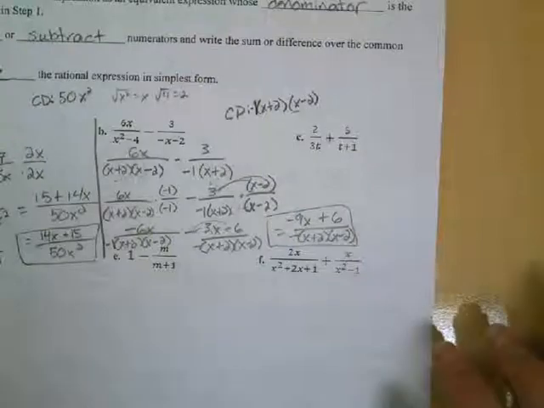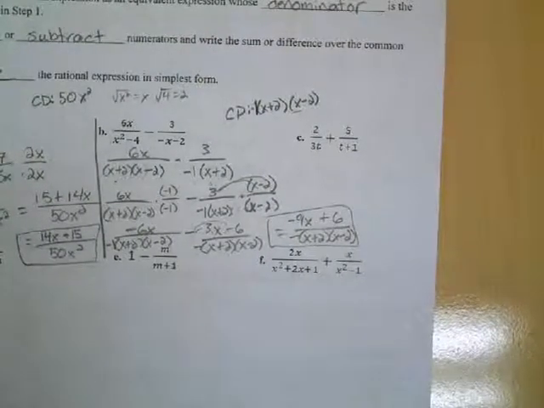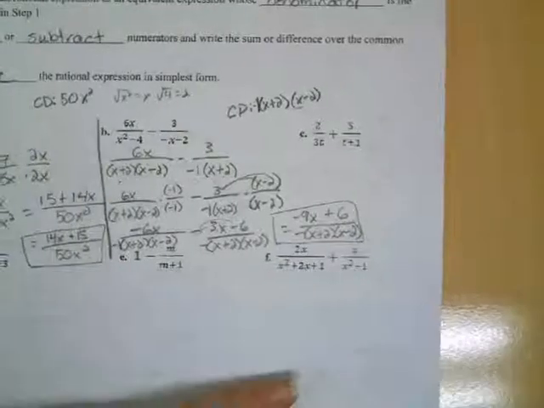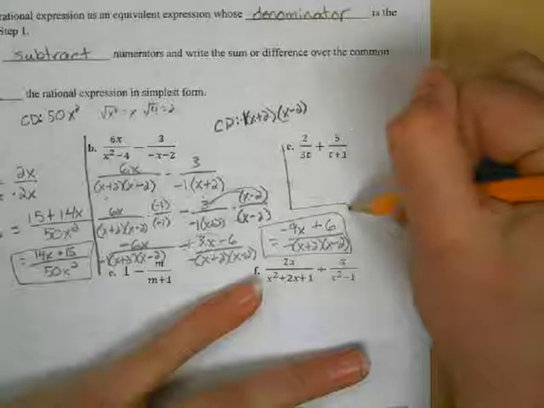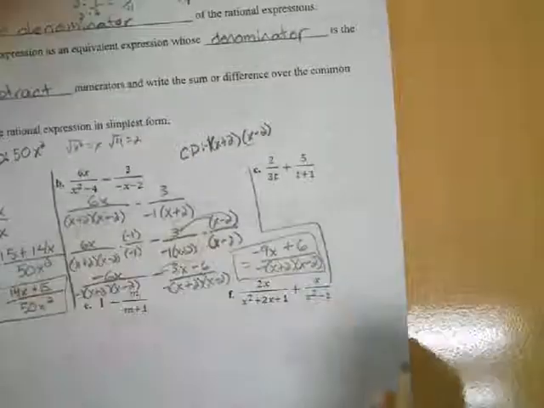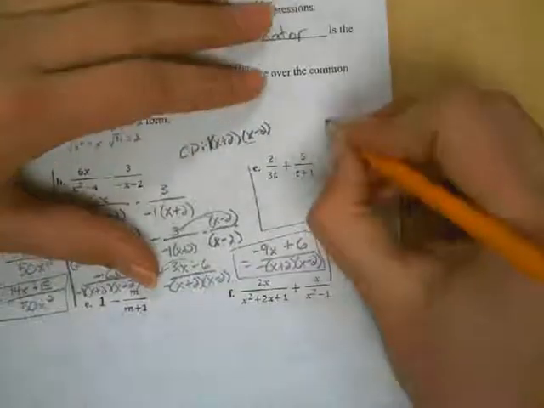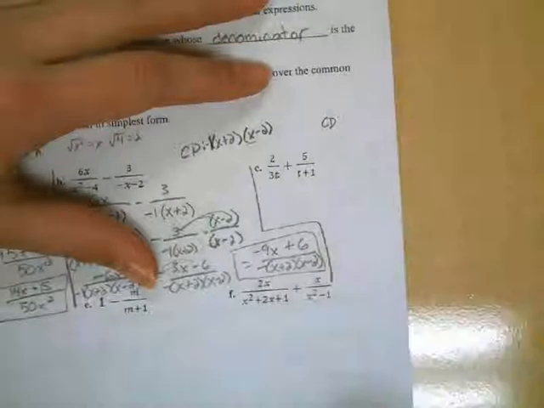So C, same sort of thing. Okay, C is going to be the same sort of idea. I didn't leave myself very much room. I need to learn how to write smaller, apparently, or make more room on these things, right? Okay, so I've got a common denominator. This is going to be the big part, figuring out your common denominator.